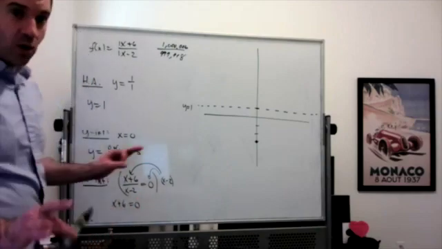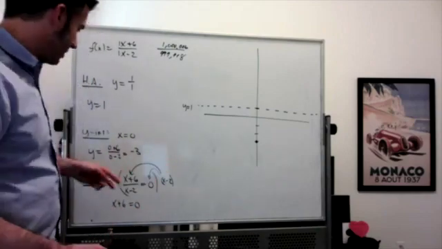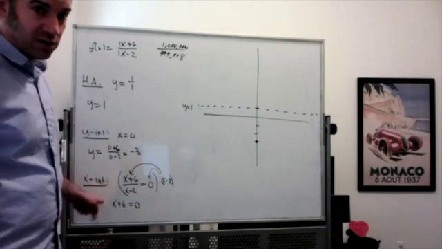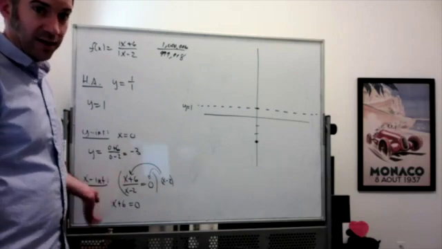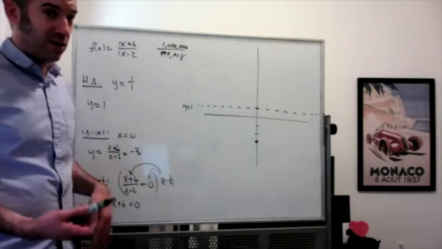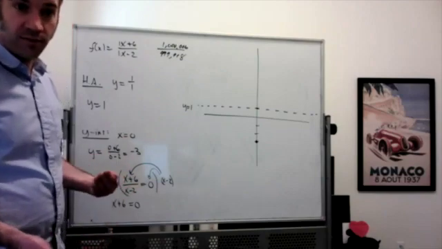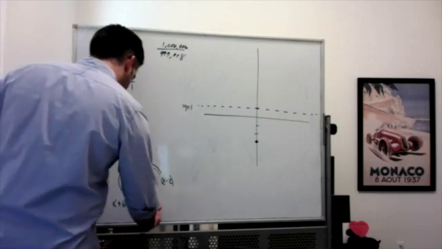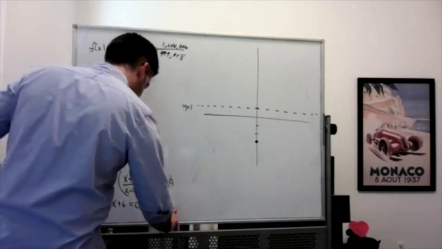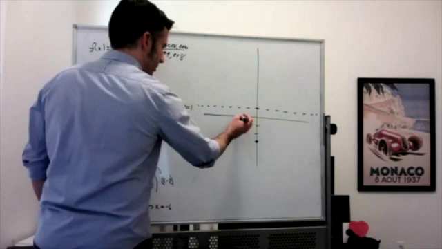So what I want you all to see here is that instead of setting the whole thing equal to 0, you can just set the numerator equal to 0, and that's equivalent. Because we said before, the only way for a fraction to equal 0 is for the numerator to equal 0. So if x plus 6 equals 0, x equals negative 6. So that's an x-intercept.